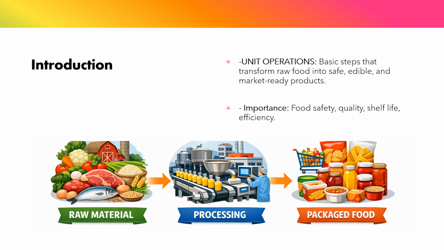of food production. For example, when we make fruit juice, we first wash the fruit, that is cleaning, then remove unwanted parts, that is sorting, crush them, that means size reduction, filter the juice, that means separation, and finally pack it, that is packaging. Each of these steps is a unit operation. So, unit operations are like building blocks of food technology. By understanding them, we can see how industries transform raw food into food products we use every day.